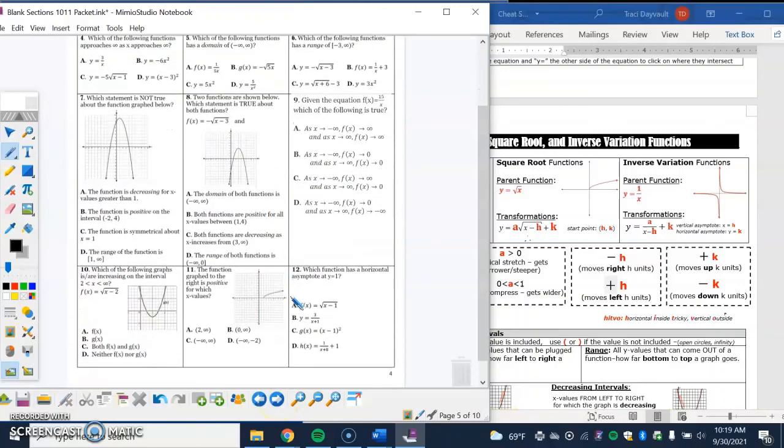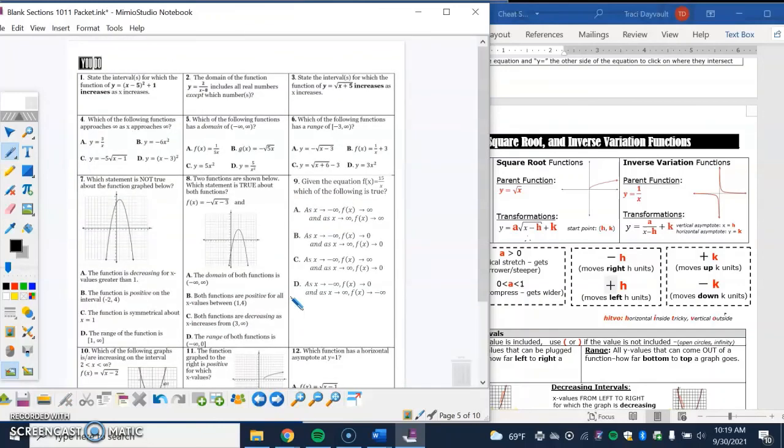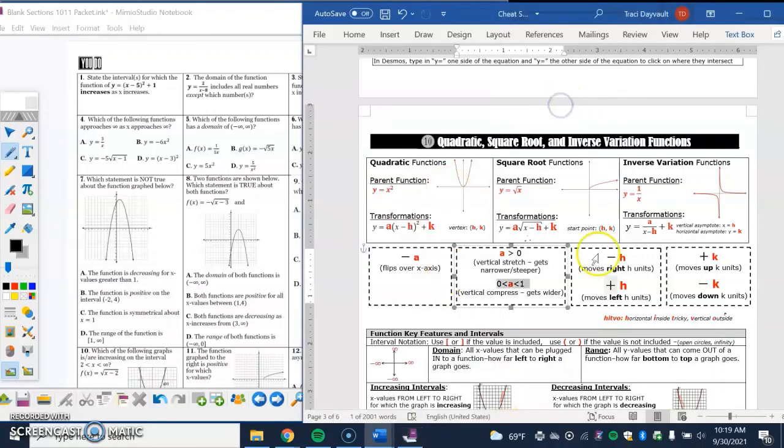Okay, this next part here is going to be challenging. I want you to just try, see what you could do without a calculator. Use all of this to help you.